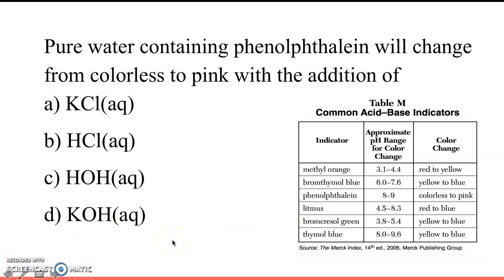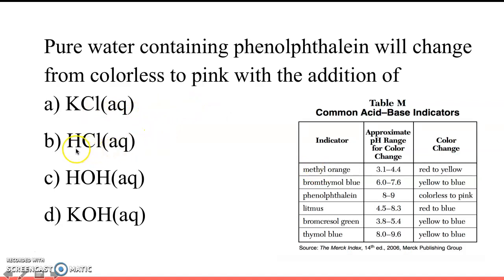Alright, and here's our last practice question for this video. Pure water containing phenolphthalein will change from colorless to pink with the addition of... So again, I'm going to go to phenolphthalein. I see that anything under a pH of 8 is colorless. The solution is turning pink, which means it needs to get to a pH of 9 or greater. Which one of the options will make our pH basic? KCl? Don't think so. It's a salt.